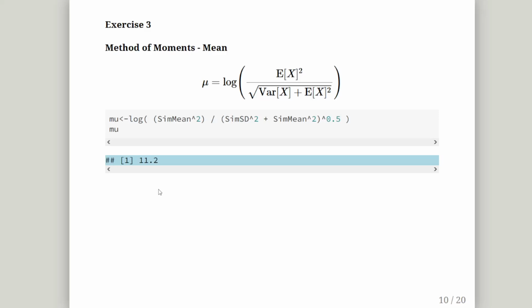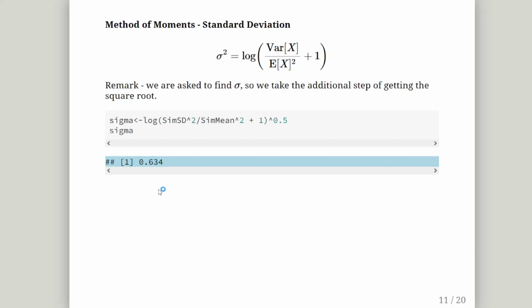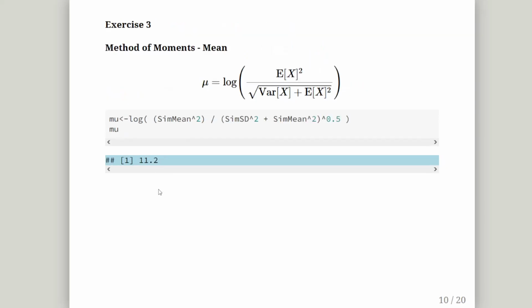We have the mean and later on we have the standard deviation. I'll just do the mean first. So when we want to estimate mu, the parameter of the log normal distribution, we use the sample mean and the sample variance, and we use this formula here to estimate mu.